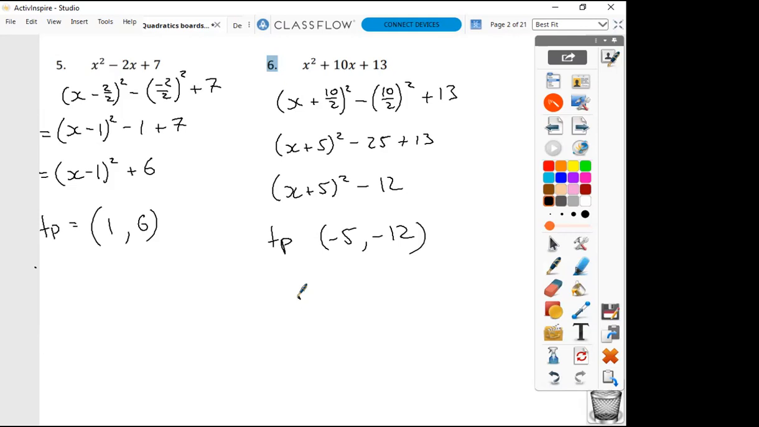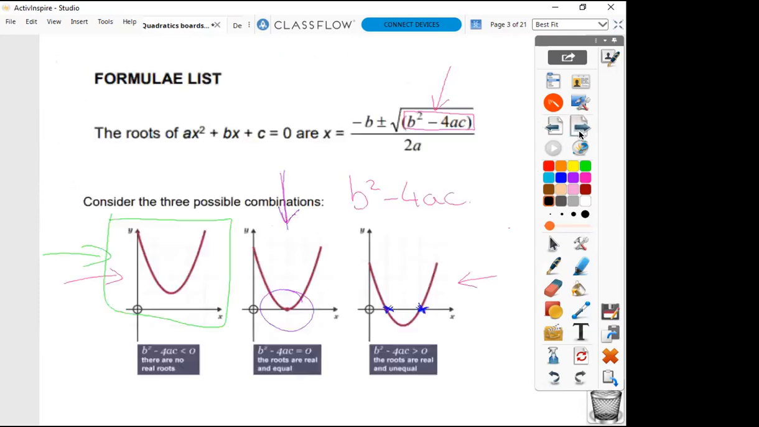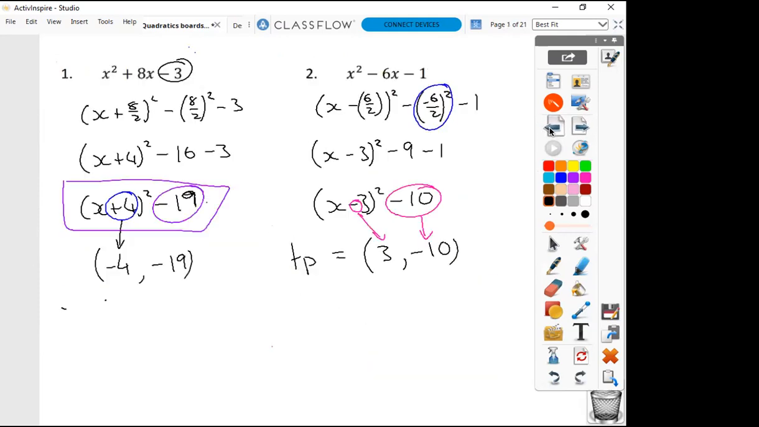Have a wee go at the worksheet for completing the square, and that will help you out with that.